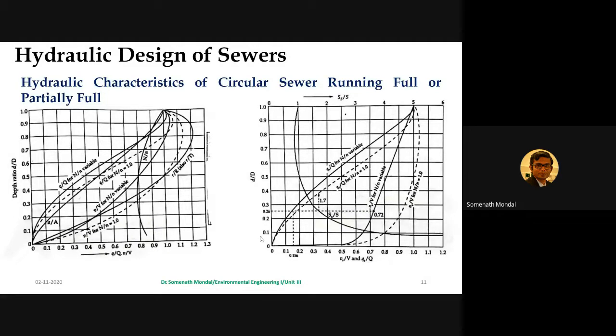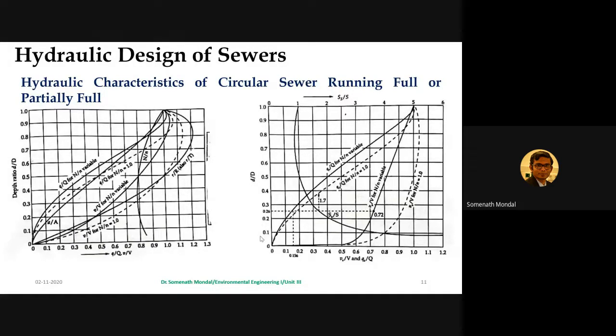Fine. So this left hand side one is a standard chart for proportionate hydraulic elements for circular sewers. So from the d by D ratio, you can get all other parameters. Fine.